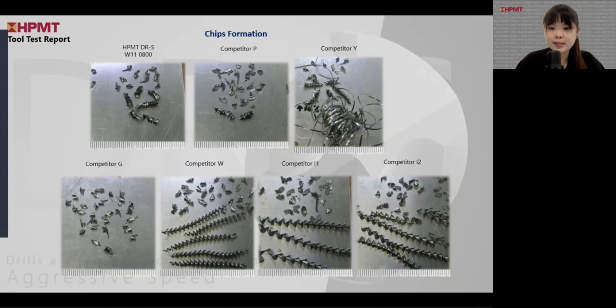This is also something you can observe from all those chip formations, like for DRS. If you observe the starting chip, it is actually pretty short compared with the others. So this is a good sign to justify whether your cutting tool is doing well.